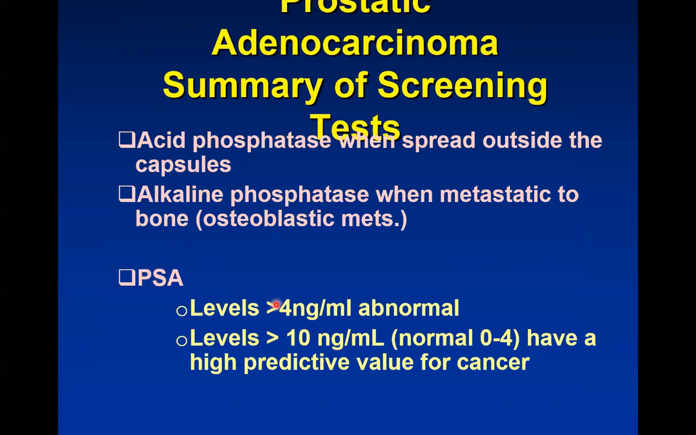So PSA value above 4 is abnormal, above 10 is mostly cancer, and 4 to 10 is shady, when you need to apply the criteria that we talked about: PSA velocity, PSA density, sliding scales, serial testing, and free PSA.